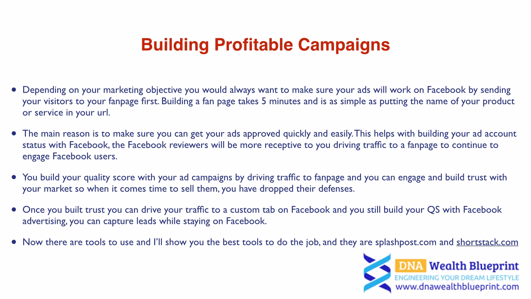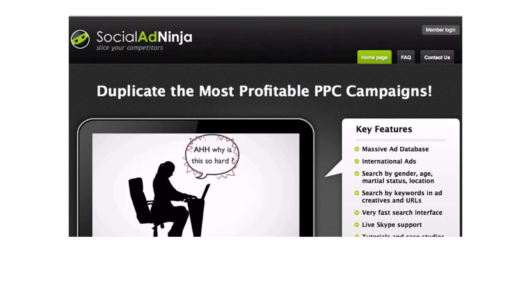You can use socialadninja.com, you can use shortstack.com, and you can use splashpost.com. These are really good tools, very slick. Shortstack and Splashpost you can use on custom tabs, and you can use them in your promoted posts. You can build your list inside of these applications, and they're really good. With Social Ad Ninja, that's basically a tool that lets you see what your competition is doing, so you can spy on your competition. Pretty great tool, by the way.